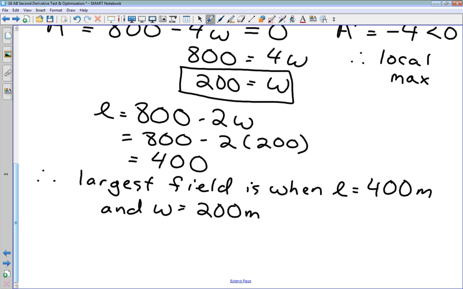So to optimize the area of the field, or make it as large as possible, we have to make our length twice as big as our width, which is the exact same answer that you got back in grade 9 when you did this problem. Only back in grade 9 you set up a table and you calculated all the possible values of length and all the possible values of width, and you calculated the area and you looked at what you had. A little easier with calculus here.